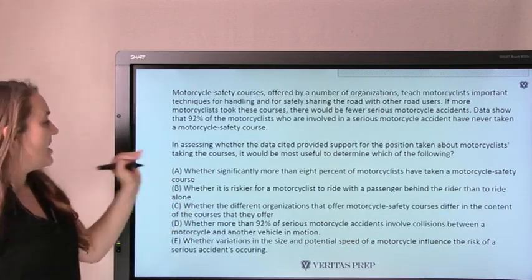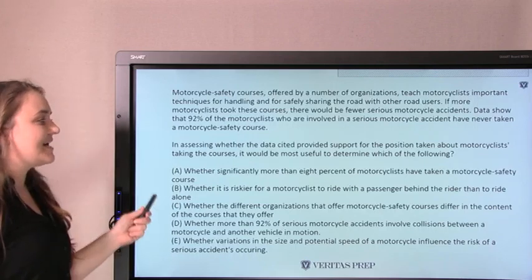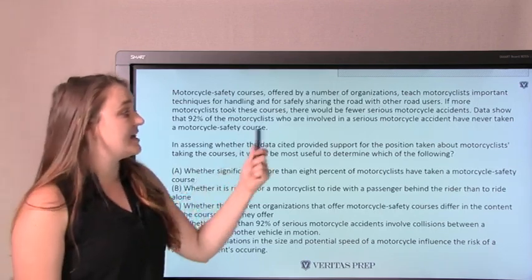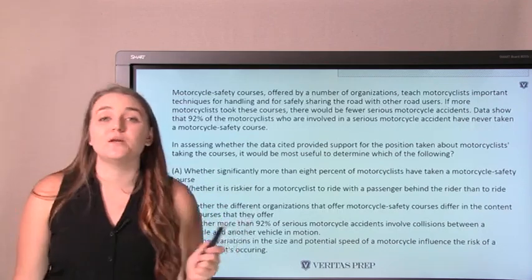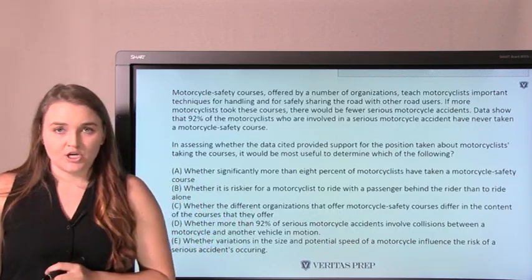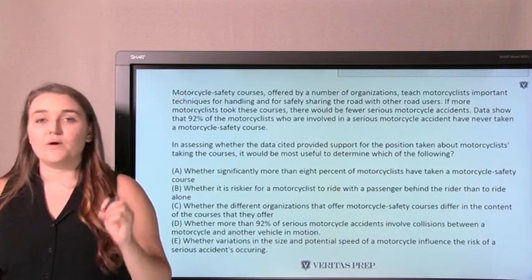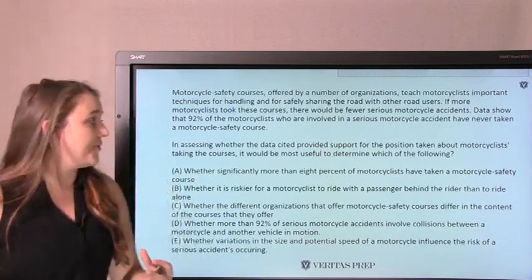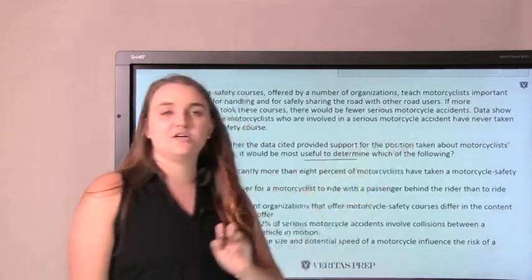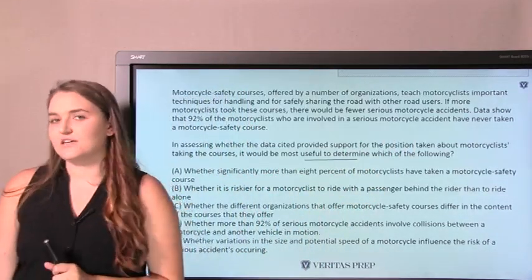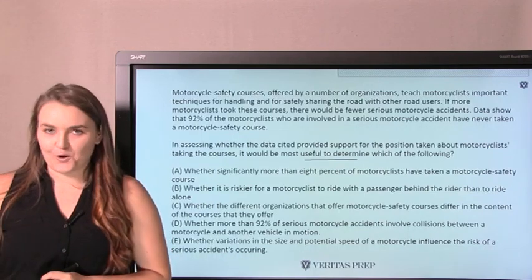We are asked, in assessing whether the data cited provided support for the position taken about motorcyclists taking the courses, it would be most useful to determine which of the following. So I want to let you guys once again lead the way, take 2 minutes, post your answers in the polls, and talk to me a little bit about this useful to determine question and the potential data-driven flaws that it incorporates.